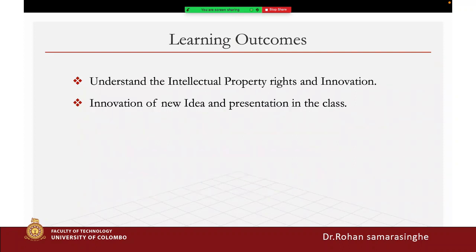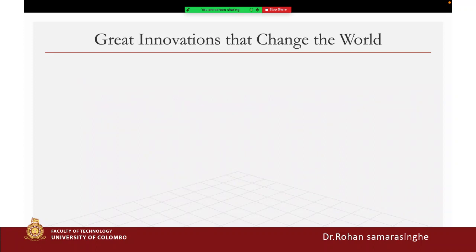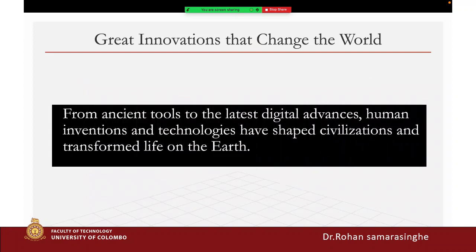And finally, you will have to understand the intellectual property rights of the innovation, and of a new idea, and present it. That is, you have to practice it in the class. So I discussed this one later also, earlier also.